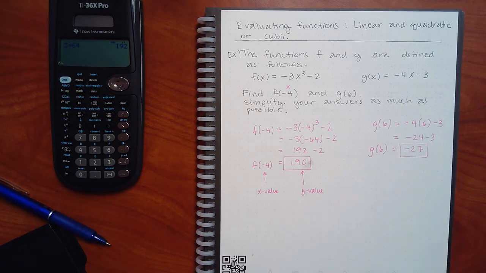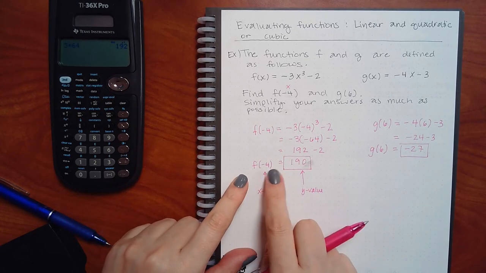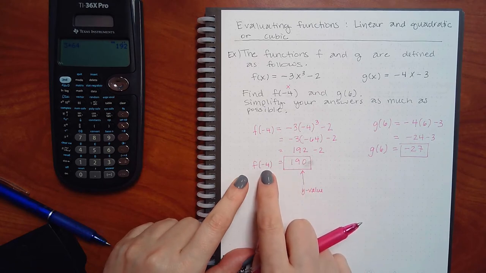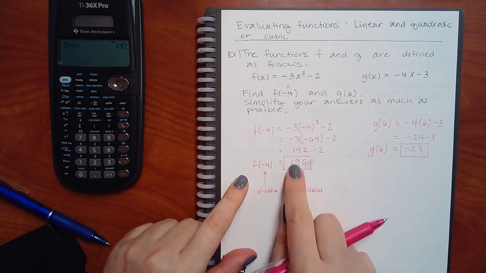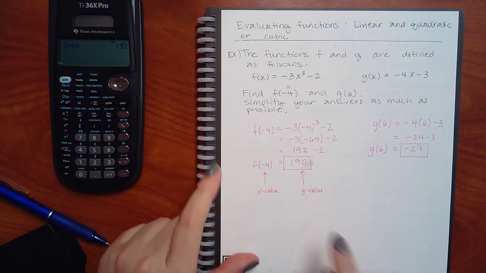That's important because that notation is going to be used throughout the rest of the 320 and in college algebra. Okay? So you got to get used to that. When you see f of a number equal to a number, the one in the parentheses is the x value, and the other guy on the other side is the y value. Okay?